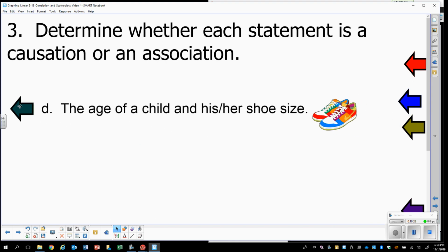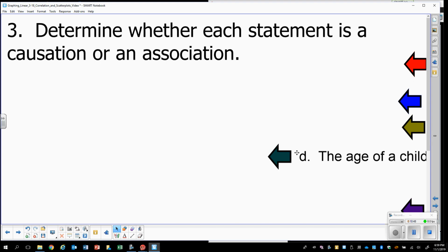The age of a child and his or her shoe size. Again, there is a relationship here, right? The older you get as a child, the larger your shoe size becomes. But again, we can't necessarily say that because you're this old, it caused your shoe size to get bigger. There could be other things such as hereditary and genes that could cause you to either have small or larger feet.